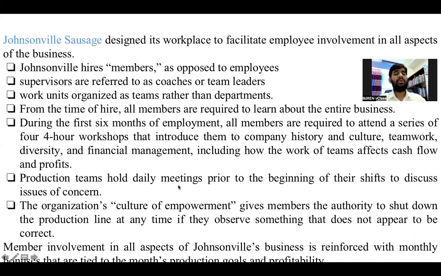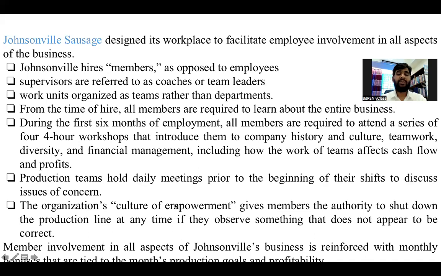Production teams hold daily meetings prior to the beginning of their shift to discuss issues of concern. I was working in a Japanese company, and they follow the same principle. Before starting any work, they meet together and share their challenges or concerns. And if you share your concern in advance, what happens? When the problems come, you can easily realize and handle the problem perfectly. That's why before starting any job, you have to sit in a team.